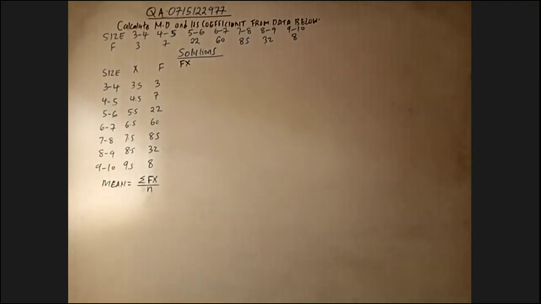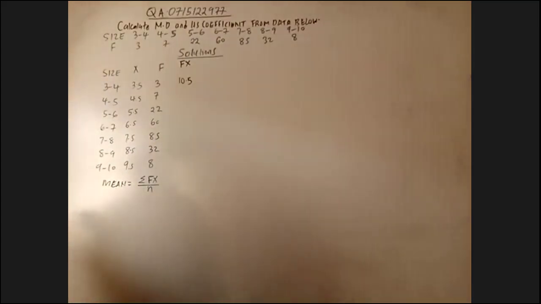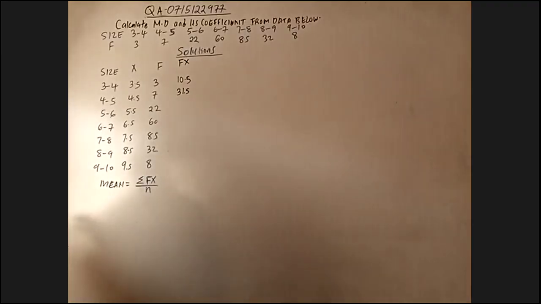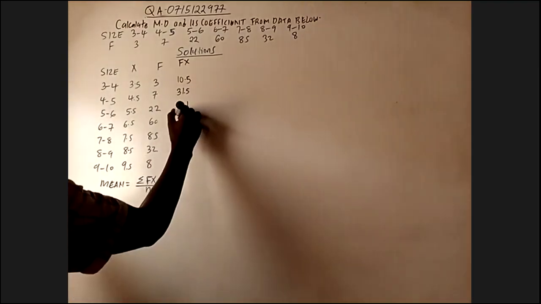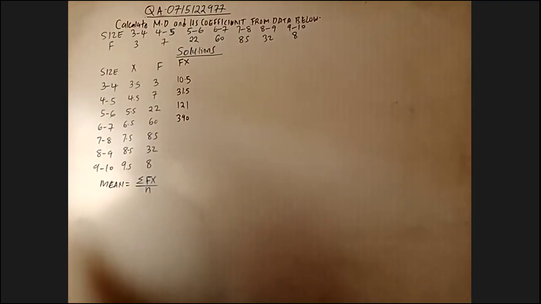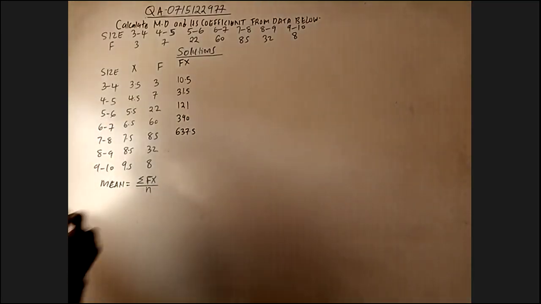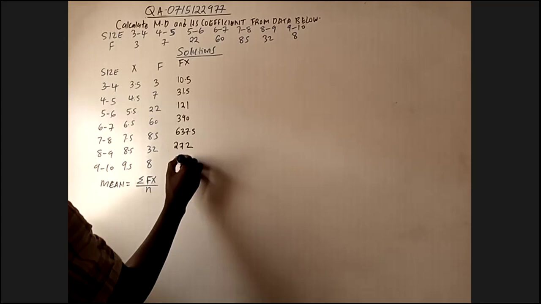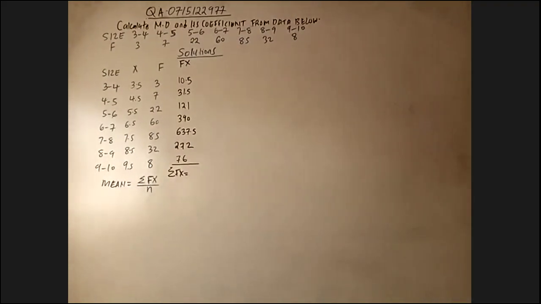So 3.5 times 3, which is 10.5. 4.5 times 7, which is 31.5. 5.5 times 22, 121. 60 times 6.5, 390. 7.5 times 85, 637.5. 8.5 times 32, 272. 9.5 times 8, 76. Summation of fx. What is that? 1538.5.